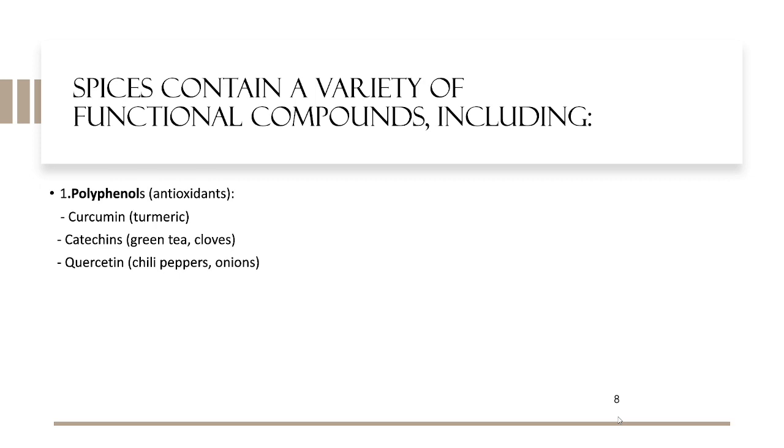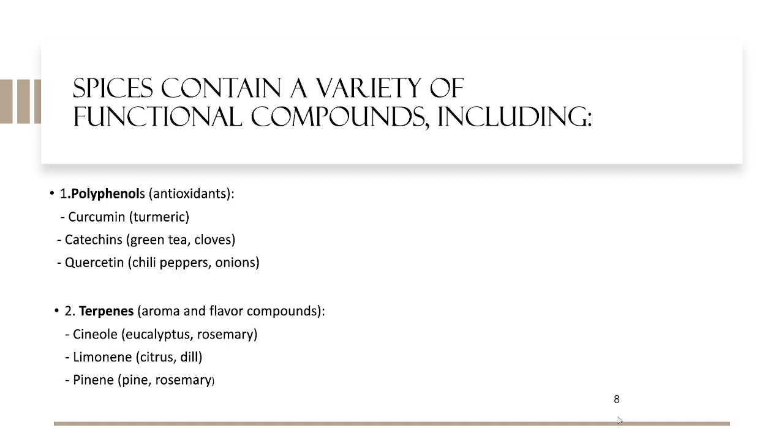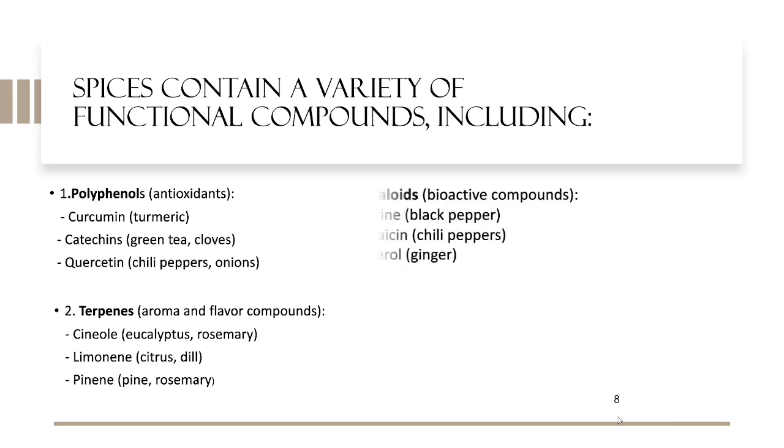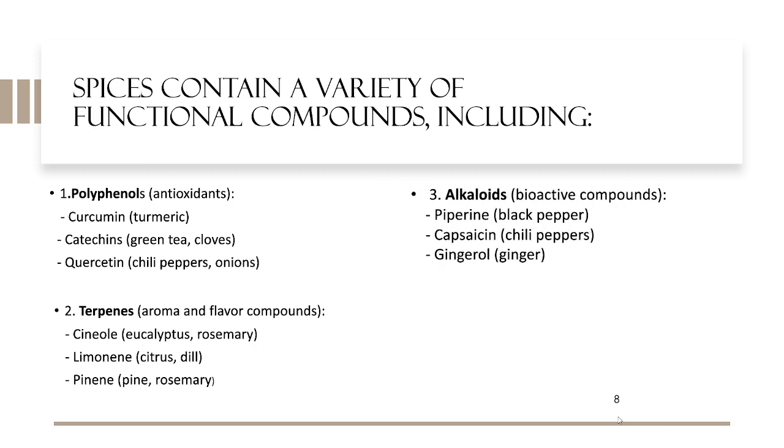Spices contain a variety of functional compounds like polyphenols. Polyphenols are the compounds which consist of multiple phenol units. They are known for their antioxidant properties. The next category of functional compounds are terpenes. Terpenes are a large and diverse class of organic compounds. They are the primary constituent of essential oils and responsible for the distinct aroma and flavor of spices. Their chemical structure is C5H8. They consist of hydrocarbons built from isoprene units.